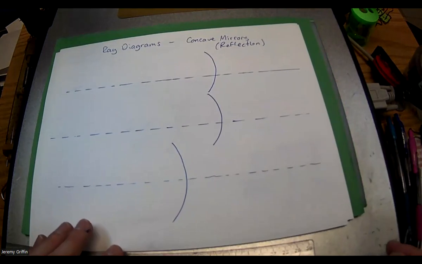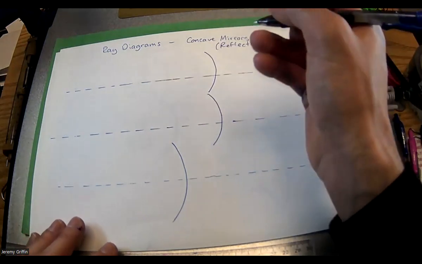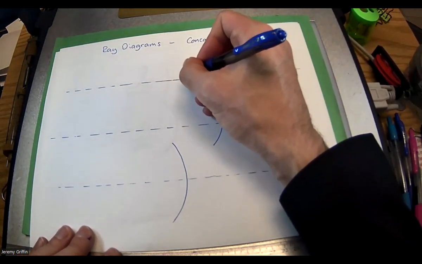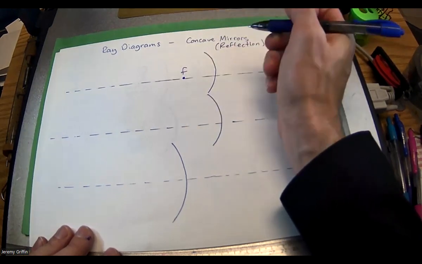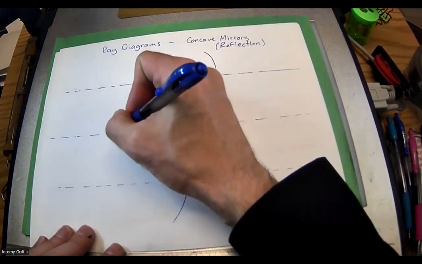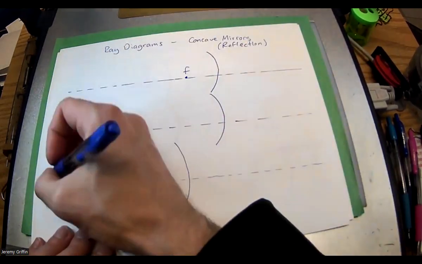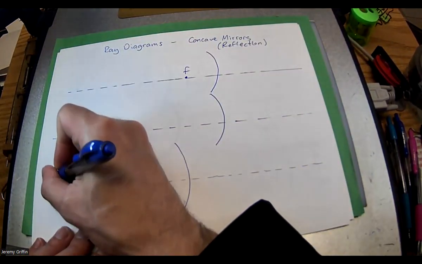About like that. All right, and throw a focal point right here. Let's go back, that focal point further away, like right here. And then this third one, put it way over here.